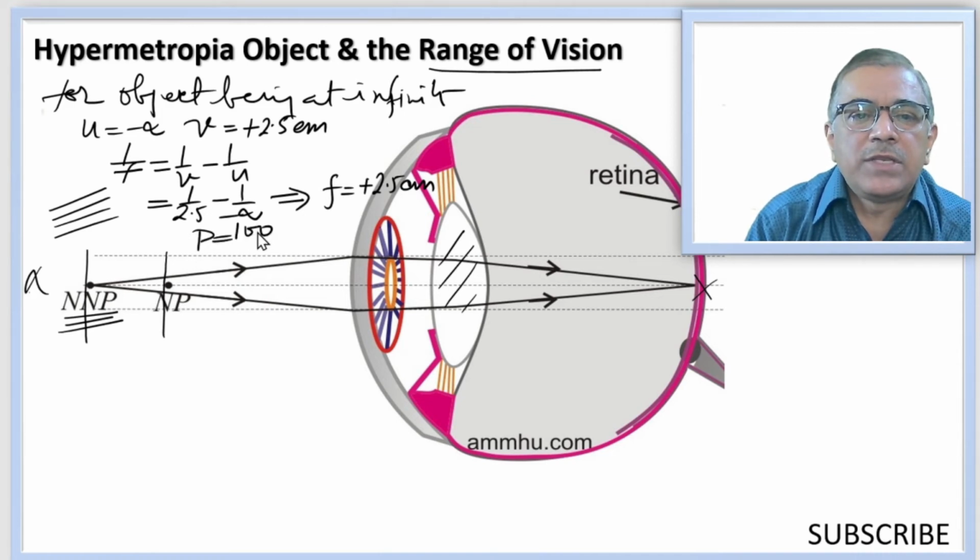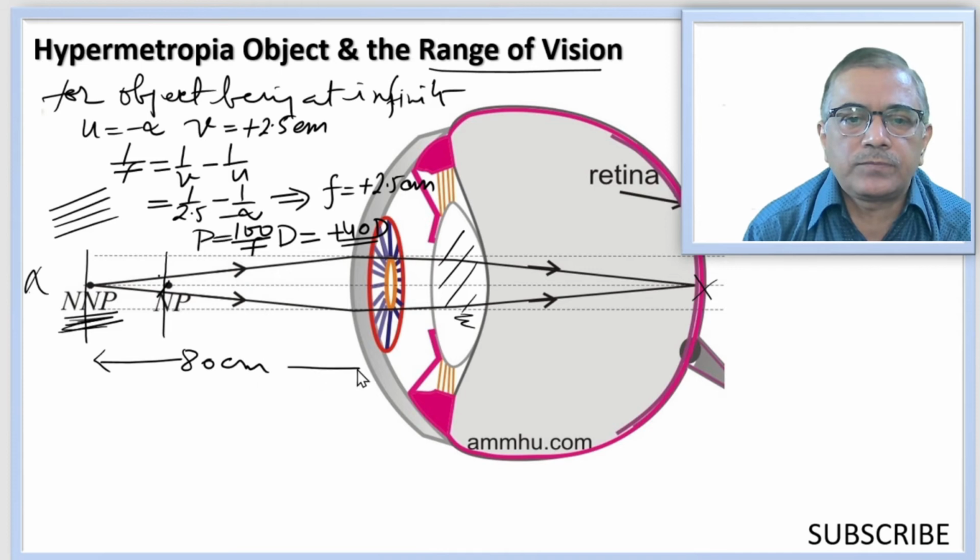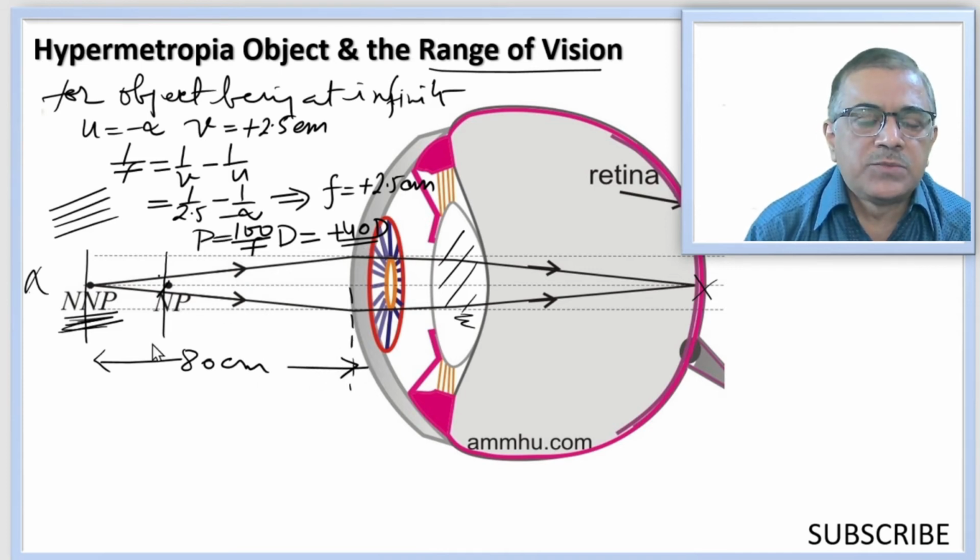The power of accommodation can be calculated using the formula 100 by f diopter, and this is equal to plus 40 diopter. When the object lies at infinity, the power of the eye lens is equal to 40 diopter. Let us calculate the power of the eye lens when the object lies at the near point. I am assuming the near point to be at 80 centimeter. I should also share this point that for a person who is suffering from hypermetropia, the near point shifts a little away, and I am calling that the new near point.